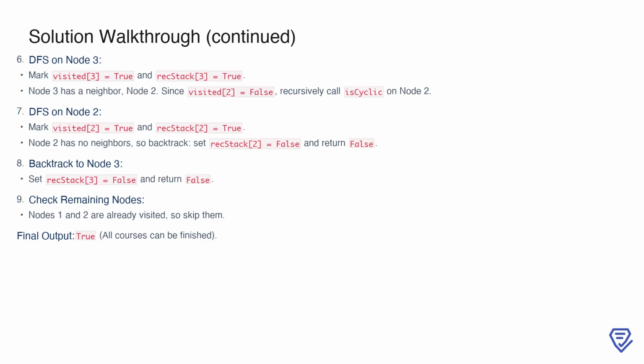Finally, we check the remaining nodes, nodes 1 and 2, which have already been visited, so we skip them. Since no cycles were detected and all nodes were processed, the final output is true, confirming that all courses can be completed. This example demonstrates how independent sets of prerequisites can coexist without causing conflicts in course scheduling.